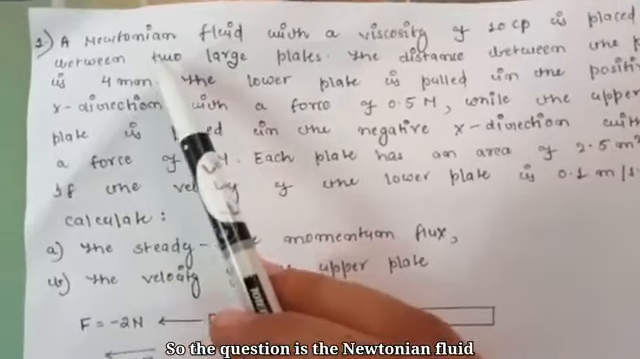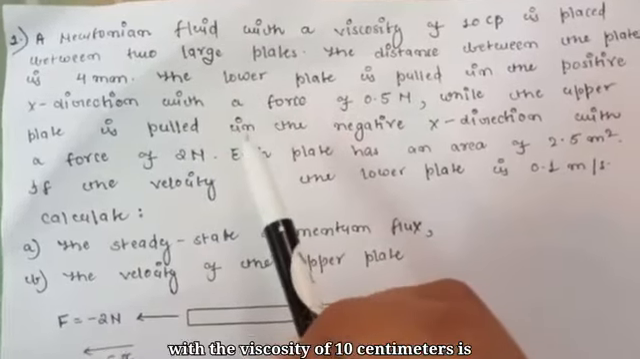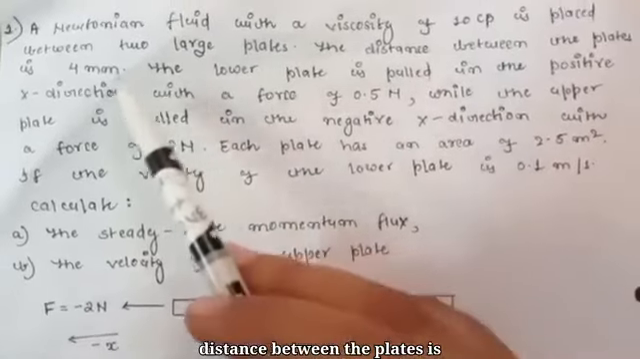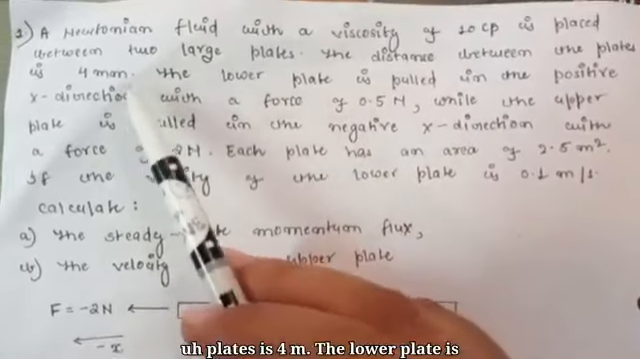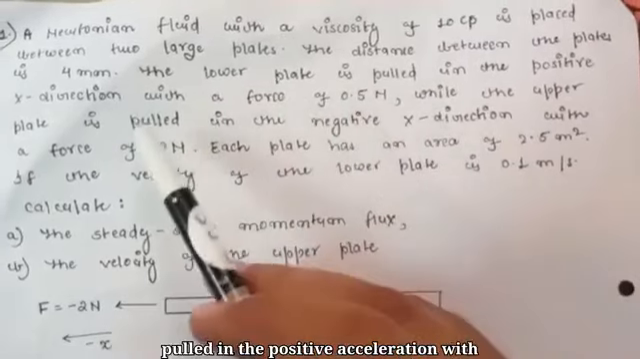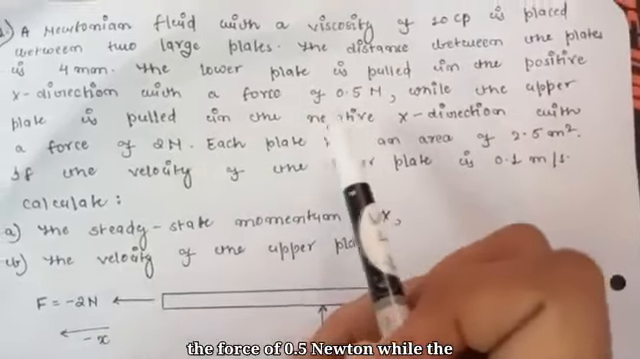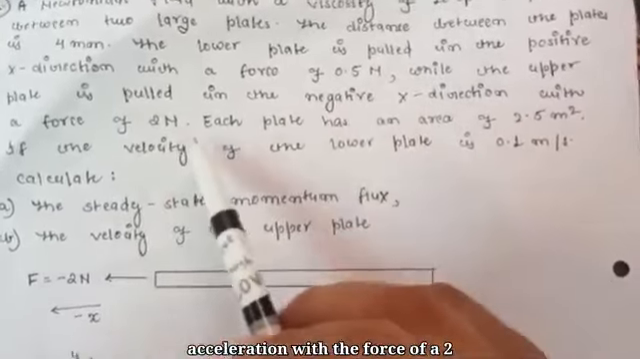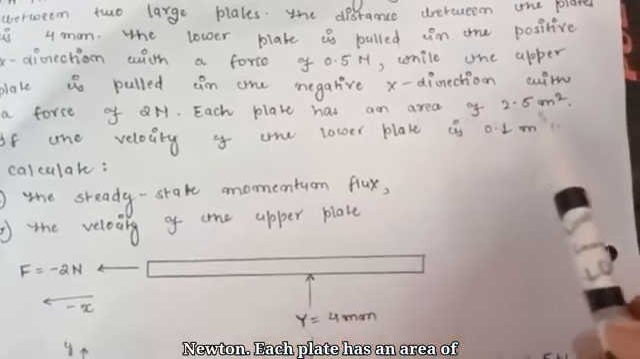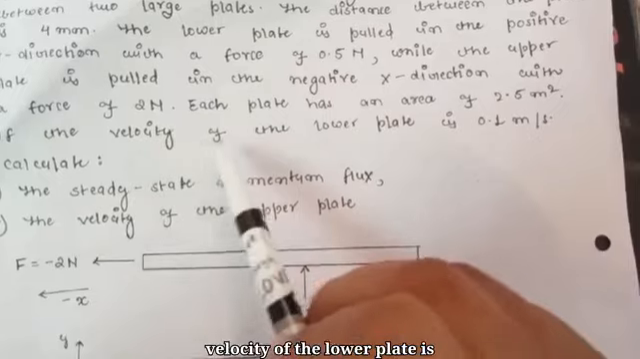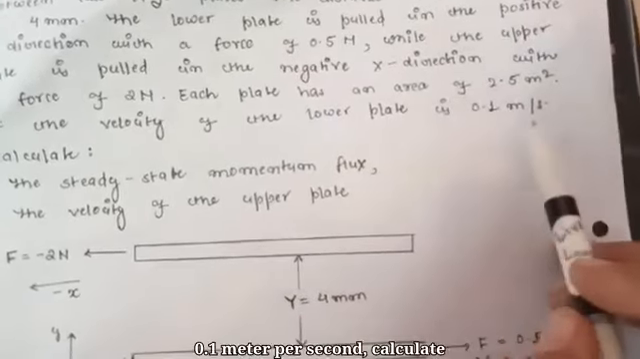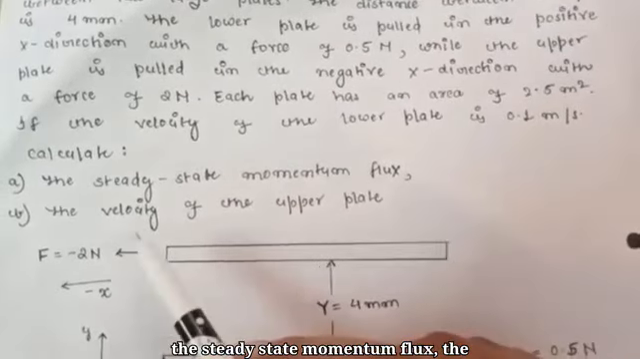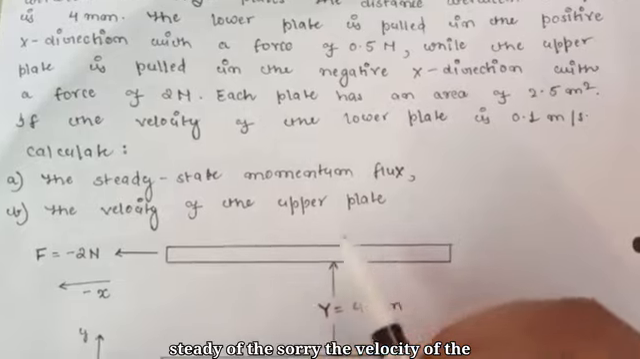So the question is: a Newtonian fluid with a viscosity of 10 centipoise is placed between two large plates. The distance between the plates is 4 mm. The lower plate is pulled in the positive x direction with a force of 0.5 Newton, while the upper plate is pulled in the negative x direction with a force of 2 Newton. Each plate has an area of 2.5 meters square. If the velocity of the lower plate is 0.1 meter per second, calculate the steady state momentum flux and the velocity of the upper plate.